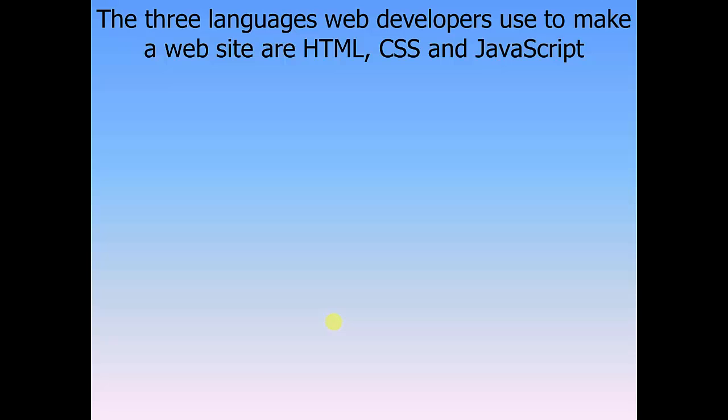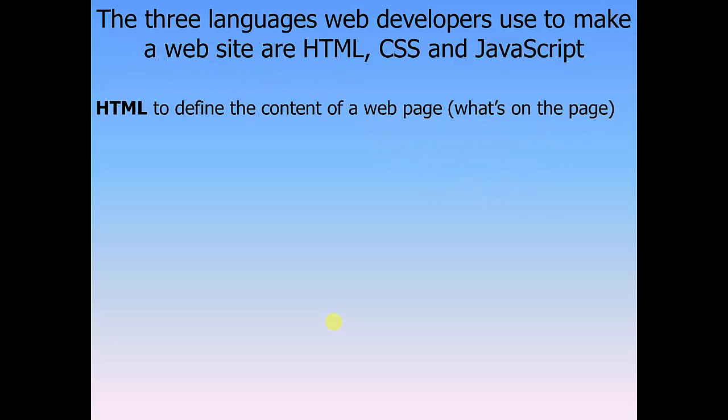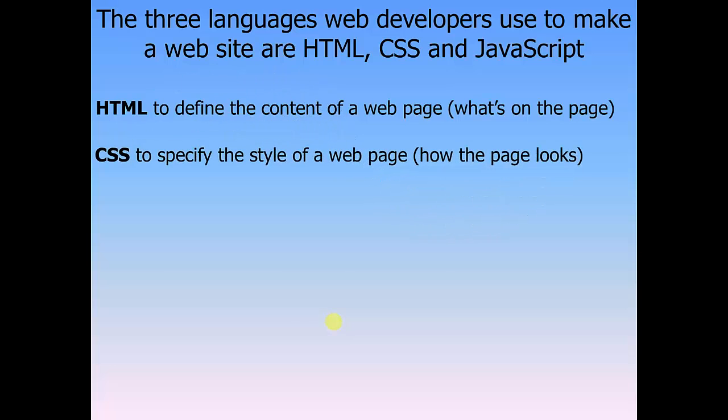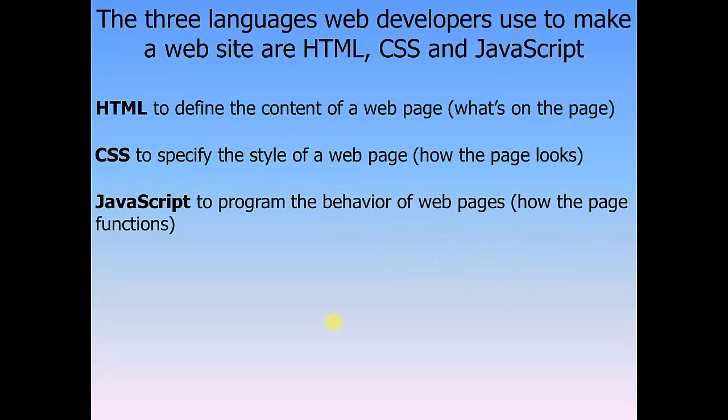The three languages web developers use to make a website are HTML, CSS, and JavaScript. HTML to define the content of a web page, meaning what's on the page. CSS to specify the style of a web page, as in how the page looks. Background colors or a background picture to the whole website, you would use CSS for that. And then JavaScript to program the behavior of web pages, how the page functions.